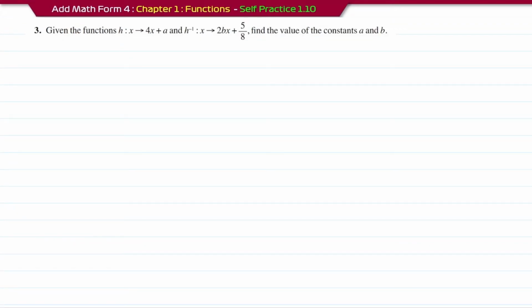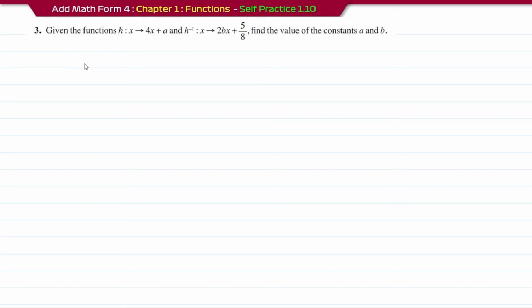So question number 3, given the function h maps x to 4x plus a and the inverse of h maps x to 2bx plus 5 over 8. So find the value of the constants a and b. So the inverse of h given here is when this function h, you inverse it. So to find the a and b, I'm going to inverse this function h. Then later on, we're going to do the comparisons with the inverse of h given in the questions.